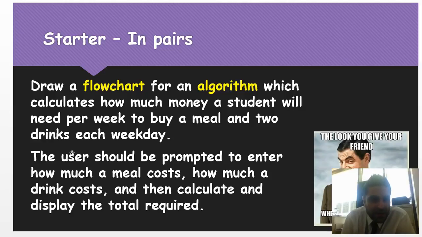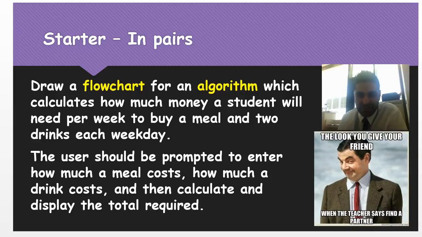So we've got there, draw a flowchart for an algorithm which calculates how much money a student will need per week to buy a meal and 2 drinks each weekday. The user should be prompted to enter how much a meal costs and how much a drink costs, and then calculate and display the total required. So what I'd like you to do is pause the video and attempt the flowchart. Once you pause the video and attempt the flowchart, we'll go through the solution.